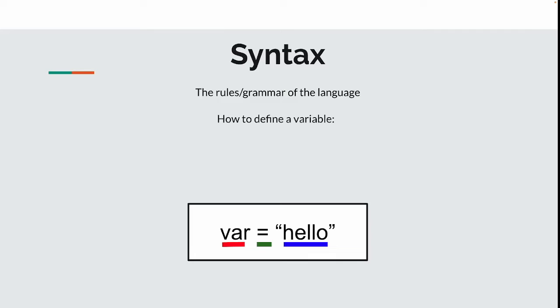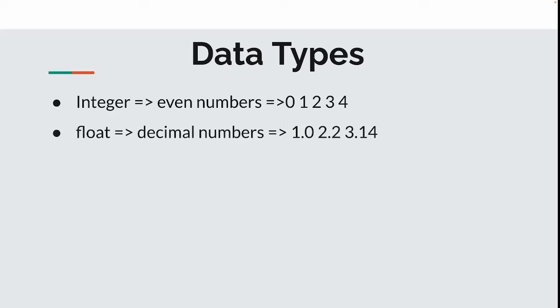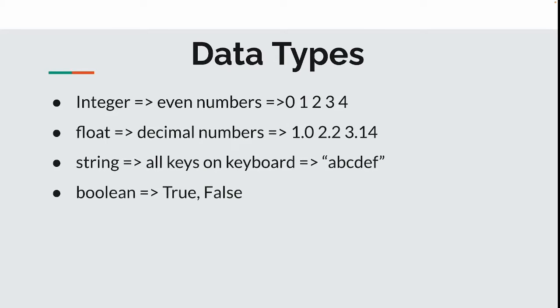The syntax of the language is the rules upon which the language is built. Here we define a variable and the syntax must always follow this pattern. First we have the variable name, then the assignment operator, which is an equal sign, and last is the value of the object. In this case it is a string, hello. In the previous slide we showed how you can define a string, but in Python a variable can also be defined as an integer, a float, a Boolean, or a None type.